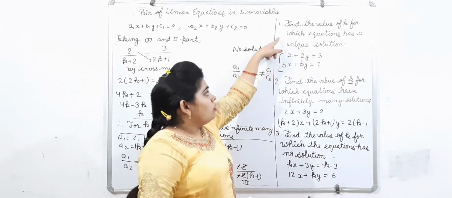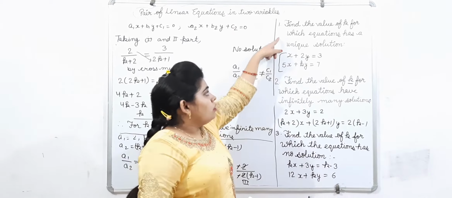I am repeating, consistent means having at least one solution. In the unique solution condition, the system will be consistent, and in infinitely many solutions, again a consistent system will be there. The third case is of no solution. In case of no solution, the condition is a1 by a2 is equal to b1 by b2 not equal to c1 by c2. Using this, we have to find the value of k in these equations.